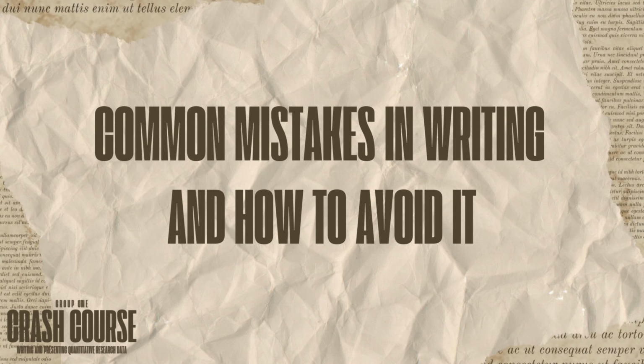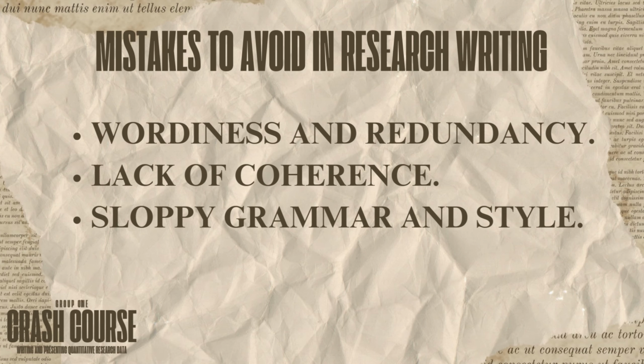Now, let's discuss some common mistakes and how to avoid them. In research writing, one common mistake is redundancy, where you repeat the same idea using different words. To avoid this, aim for clarity and conciseness in your writing. Another issue is disorganization, where sections don't flow logically. Always use a clear structure: introduction, methods, results, and conclusion.